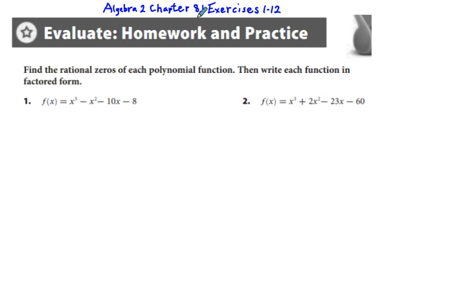Algebra 2, Chapter 8.2, Exercises 1 through 12. In this section, we're going to be finding the rational zeros of each polynomial function, and then writing each function in factored form. Now, the first thing I'm going to do is use what's called the rational zeros theorem.